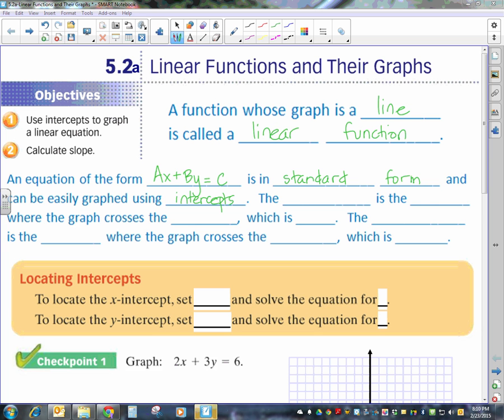Now, the intercepts that we're talking about, first off, we have the x-intercept. And the x-intercept is the point where the graph crosses the x-axis. Therefore, it's going to be a point coordinate x comma 0. We also have the y-intercept, and that is the point where the graph crosses the y-axis. And therefore, it will be 0 comma y.